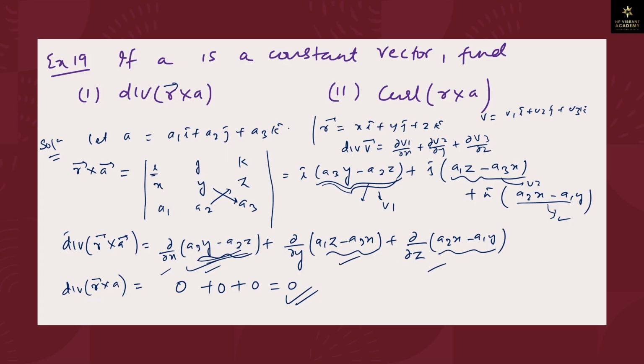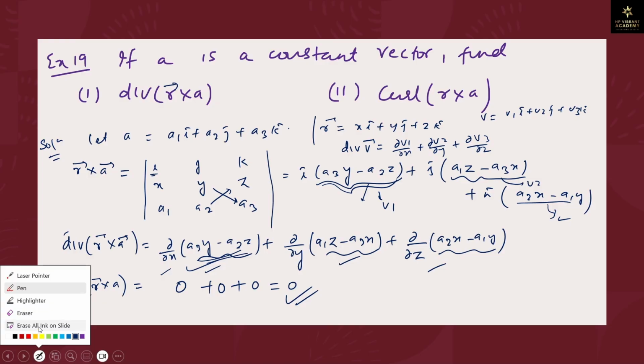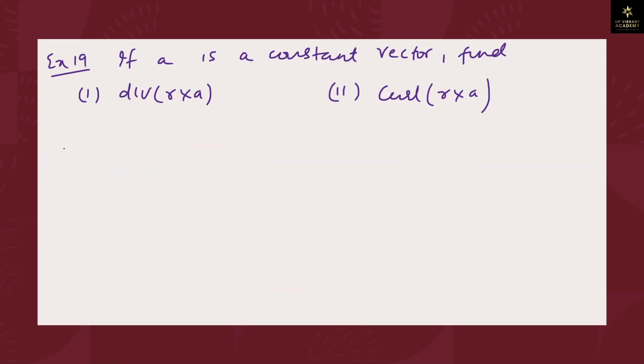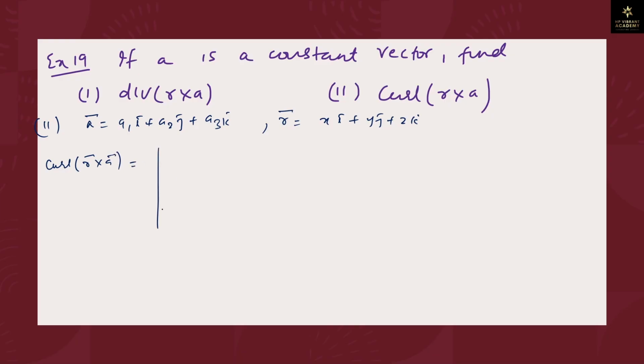Now let us find curl of r cross a. We have the a vector as a1 i cap plus a2 j cap plus a3 k cap, and the r vector is x i cap plus y j cap plus z k cap. So from here, for curl of r cross a, let us find r cross a first.